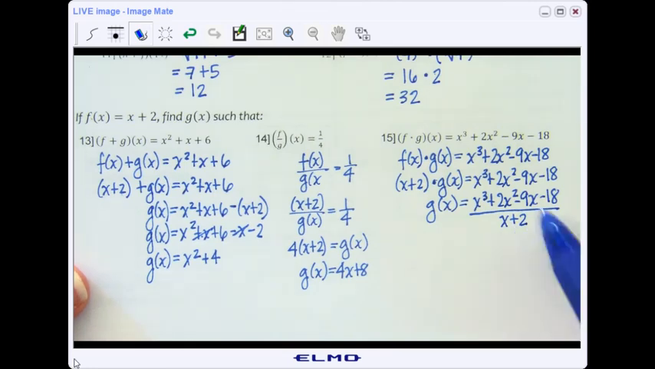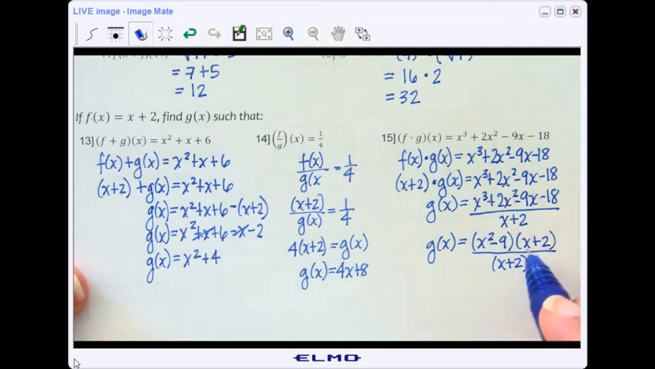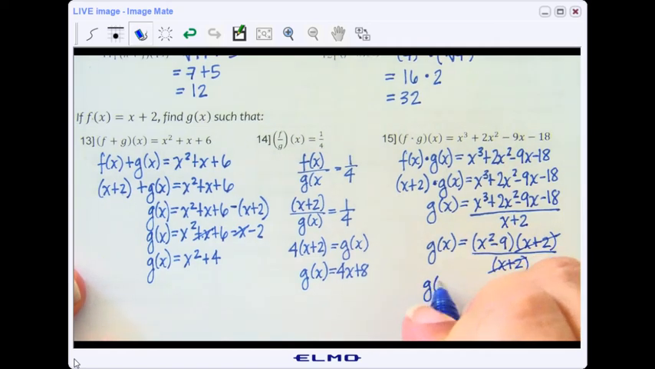Well, this is a rational expression. Whenever you reduce down rational expressions, you want to factor everything that can be factored. So I'm going to factor the top part of this expression. This gives me g of x is equal to x squared minus 9 times x plus 2 over x plus 2. And if you recall from the previous unit, when you simplify a rational expression, you cancel out the terms that are the same on the top and the bottom. So that leaves me with g of x is equal to x squared minus 9.